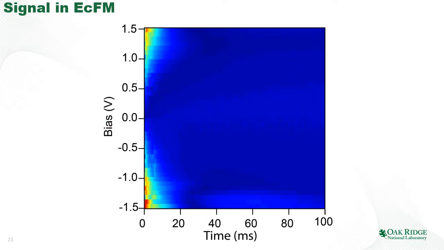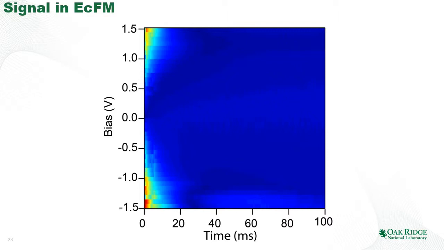The way we visualize this data and represent the EcFM dataset is through this two-dimensional diagram. The way you read it is the time response of the cantilever, meaning the first harmonic of the force for sufficiently high AC bias, plotted as a function of time, from 0 to 100 milliseconds, and as a function of bias, from minus 1.5 to 1.5 volts. As you remember from the previous slide, the measurement is taken from 0 to plus, then to minus, then to plus more, then to minus more, and so on.